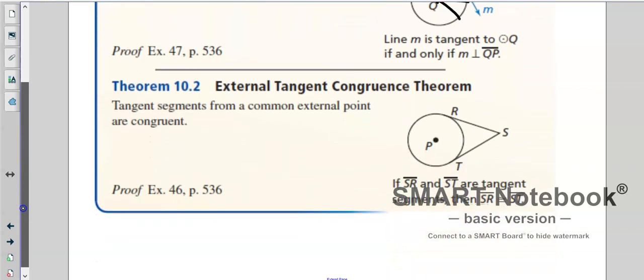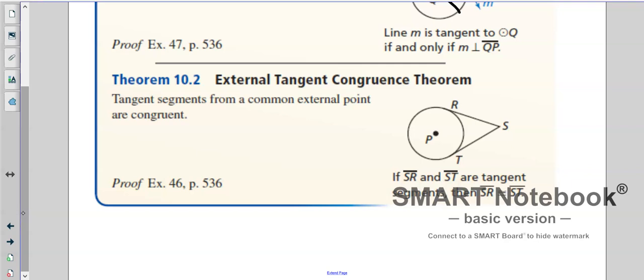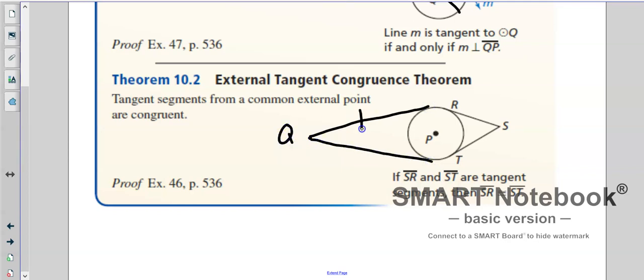And then the external tangent congruence: tangent segments from a common point are congruent. So when you have a point out in space, like I could do it way out here, and if I draw a line from here to there, just touching, and there to there, just touching, let's call this Q, these are going to be congruent. These are congruent. So if you're coming from a common point and coming in, then you have congruent lines.